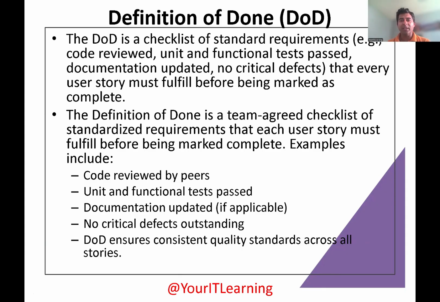The definition of done is a team-agreed checklist of standardized requirements that each user story must fulfill before being marked as done. So for all the things we talked about under the definition of done, the team should agree that yes, this is the checklist. Once these are done, then we'll mark the user story as done. For example: code reviewed by peers, yes. Unit and functional tests passed, documentation updated, no critical defects outstanding. DoD ensures consistent quality standards across all stories.